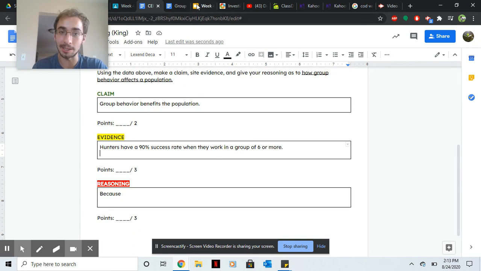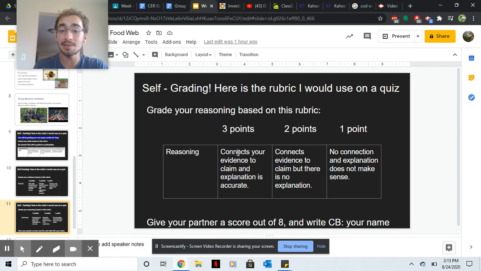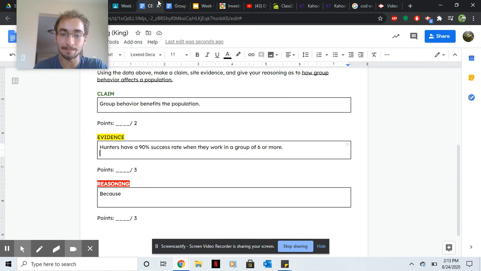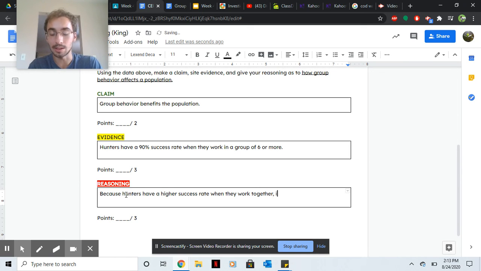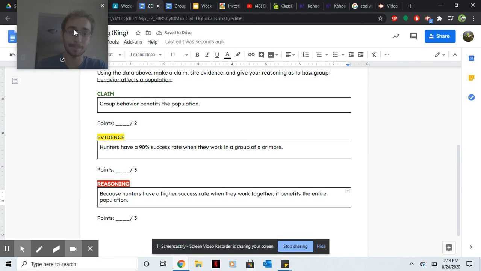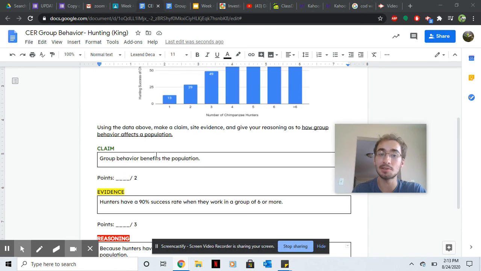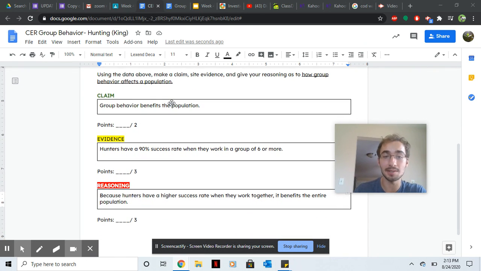And then reasoning is a little tricky. How I grade reasoning, your evidence has to connect to your claim and then you explain it. So 3 out of 3 would be like, because hunters have a higher success rate when they work together, it benefits the entire population. That would be my example. Or I could say like, because chimps do so bad when they're alone, it's best to work in a group to help the population. These are all good reasoning and claim and evidences.